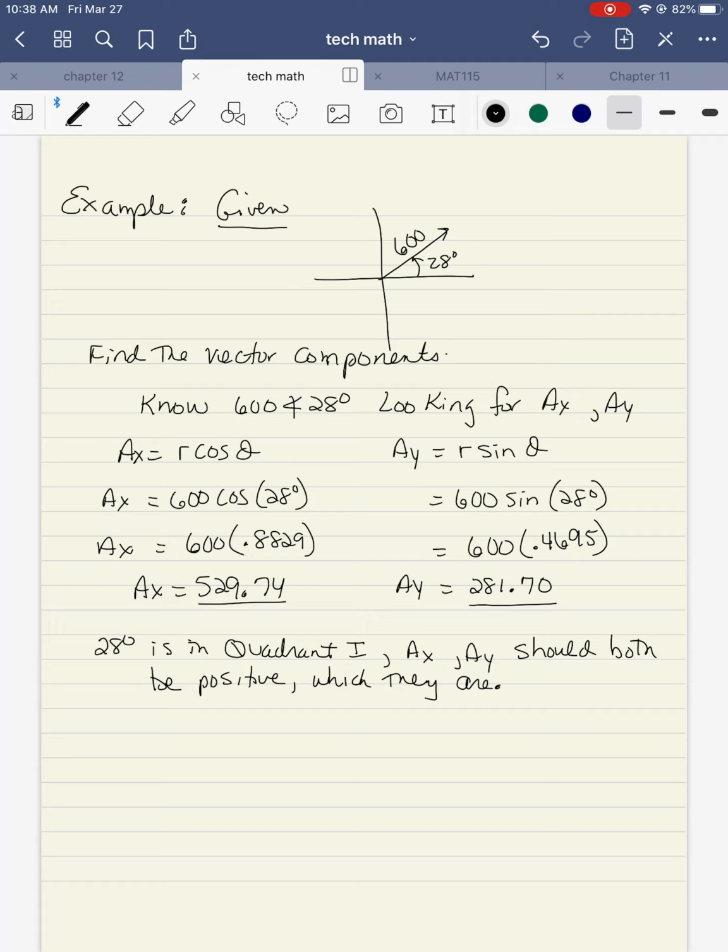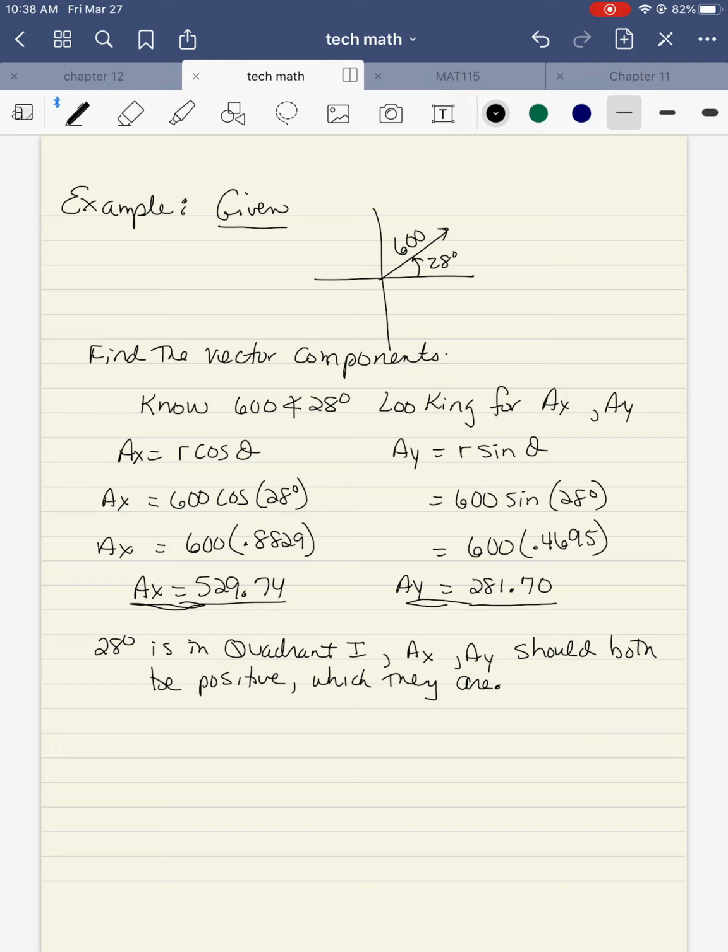Let's try this example. You're given the magnitude as 600 and the angular position is 28 degrees. Find the vector components. So we know 600 at an angle of 28. I'm looking for AX and AY. I could call this vector anything; I'm just choosing to call it A. AX is going to be R cosine theta, so 600 times the cosine of 28. Cosine of 28 is 0.8829. 0.8829 times 600 gives me AX equal to 529.74. AY is R times sine theta, so 600 times the sine of 28. Sine of 28 is 0.4695 times 600, so for AY I get 281.70.